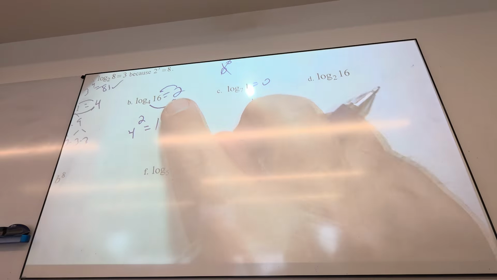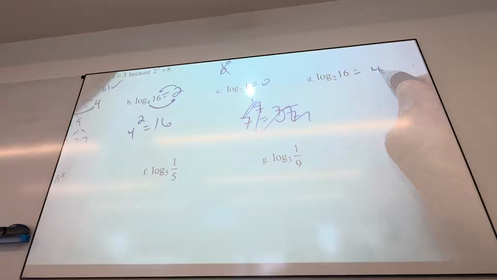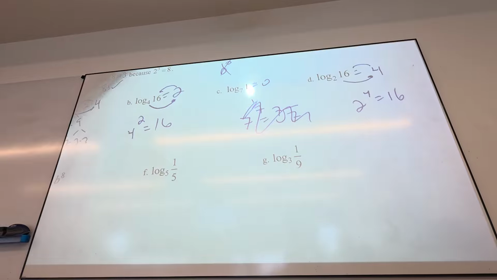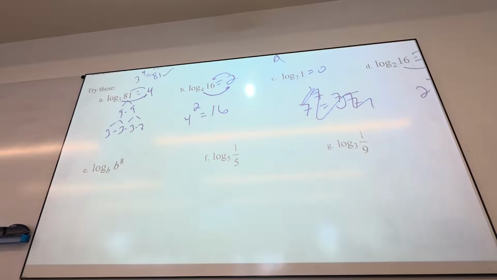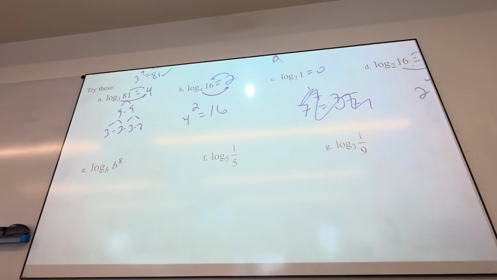Okay. This one is sort of like that one. How many 2's does it take? 4. 4 2's. So 2 to the 4th is 16. You can always rewrite a logarithm as an exponential. Exponentials more immediately make sense to us. E is a little trippy at first, maybe. E is also, once you see it, kind of dumb.